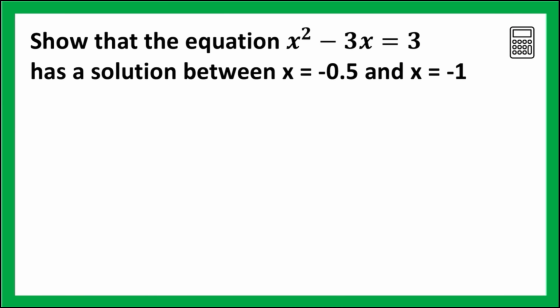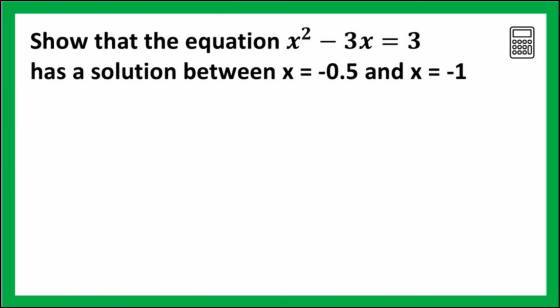On to the advanced question, one of the trickier questions that you're likely to find on this topic. Show that the equation x squared minus 3x equals 3 this time has a solution between negative 0.5 and negative 1. The reason for the word solution rather than root is because this equation is not equal to 0. It's equal to 3. That's actually the starting point of the question.